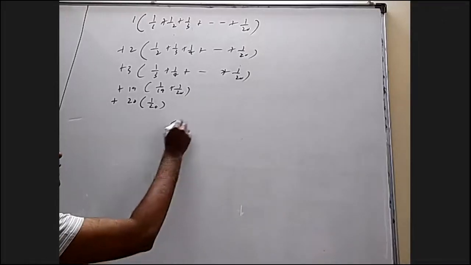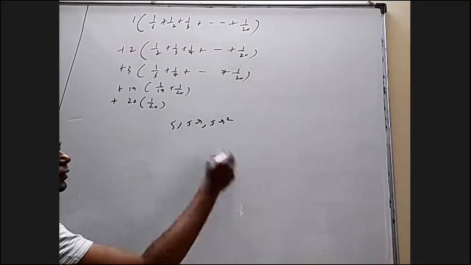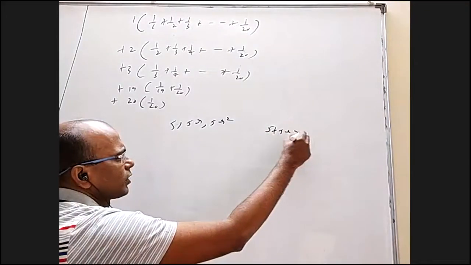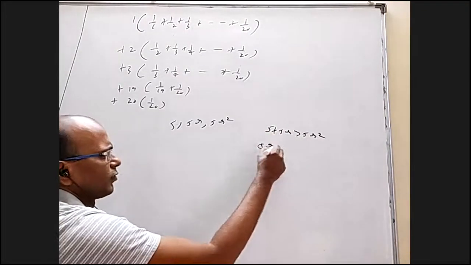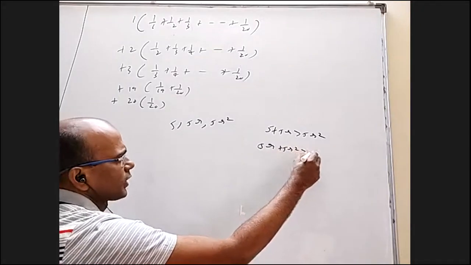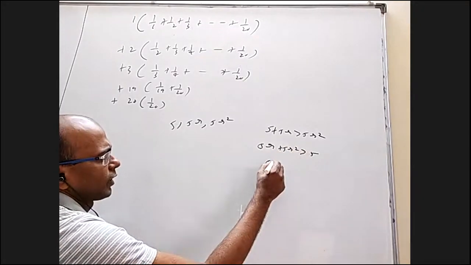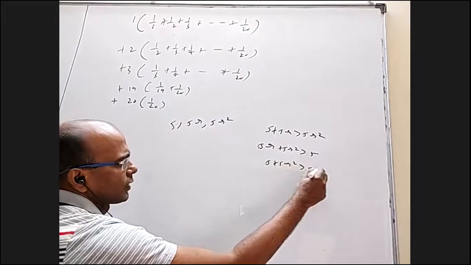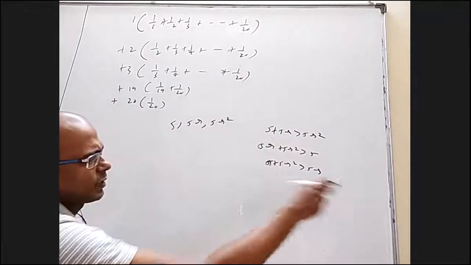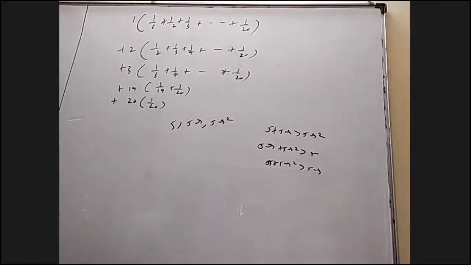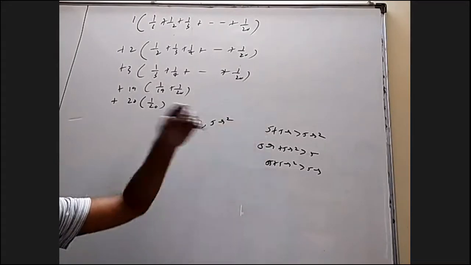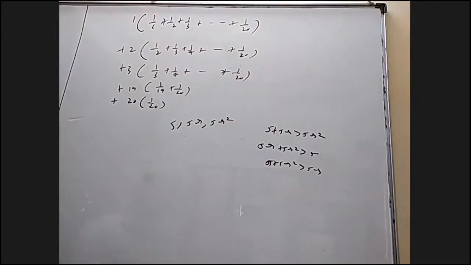So I have 5, 5r, 5r square. Somebody can check 5 plus 5r is greater than 5r square. 5r plus 5r square should be greater than 5. And 5 plus 5r square should be greater than 5r. Let some answer come here, some answer here, some answer here. You can take the intersection of all the inequalities. Of course, some inequality may be true for all values of r also. That is one way to check.